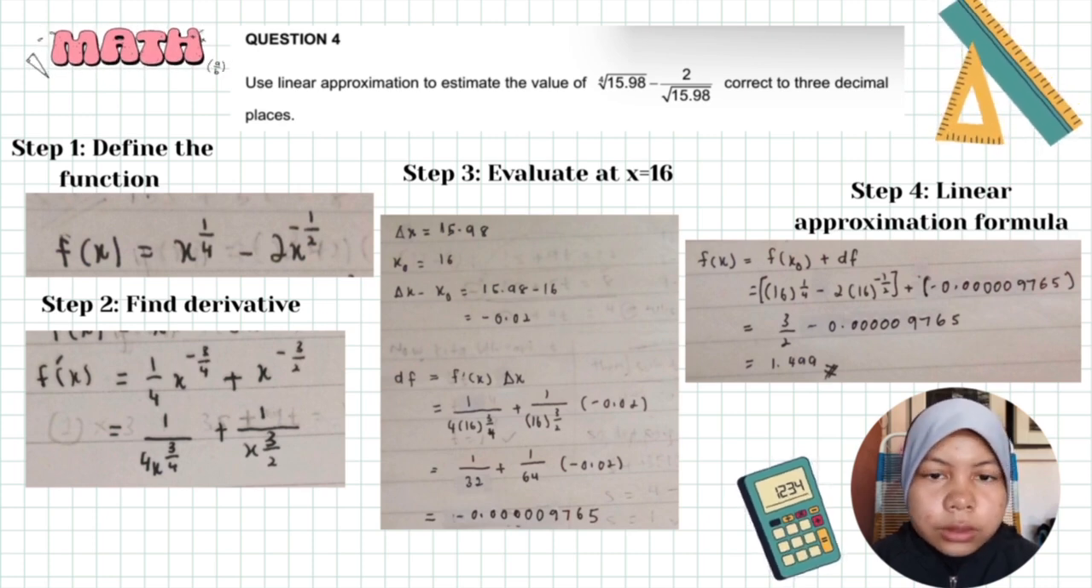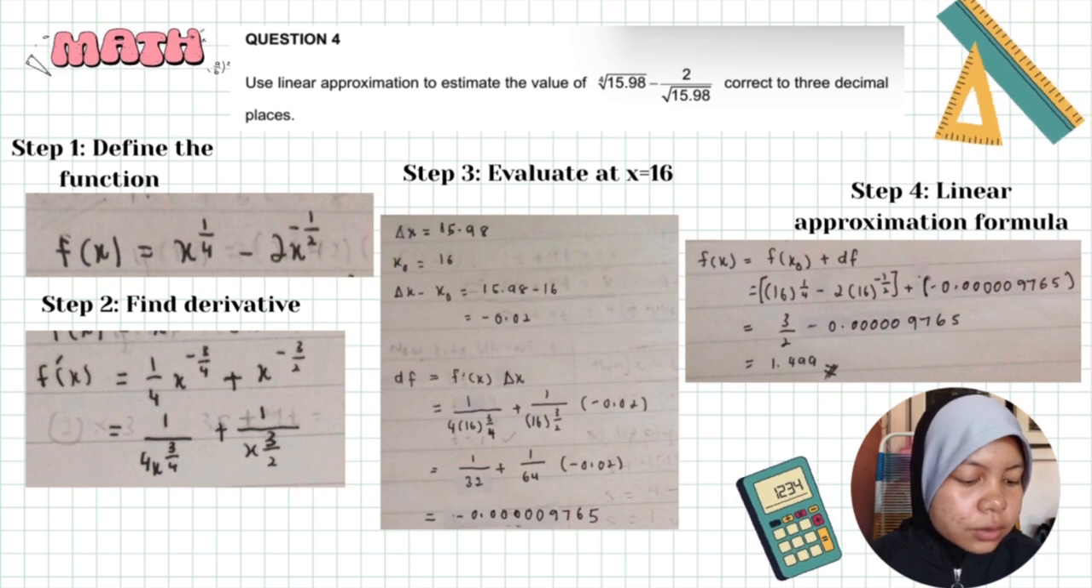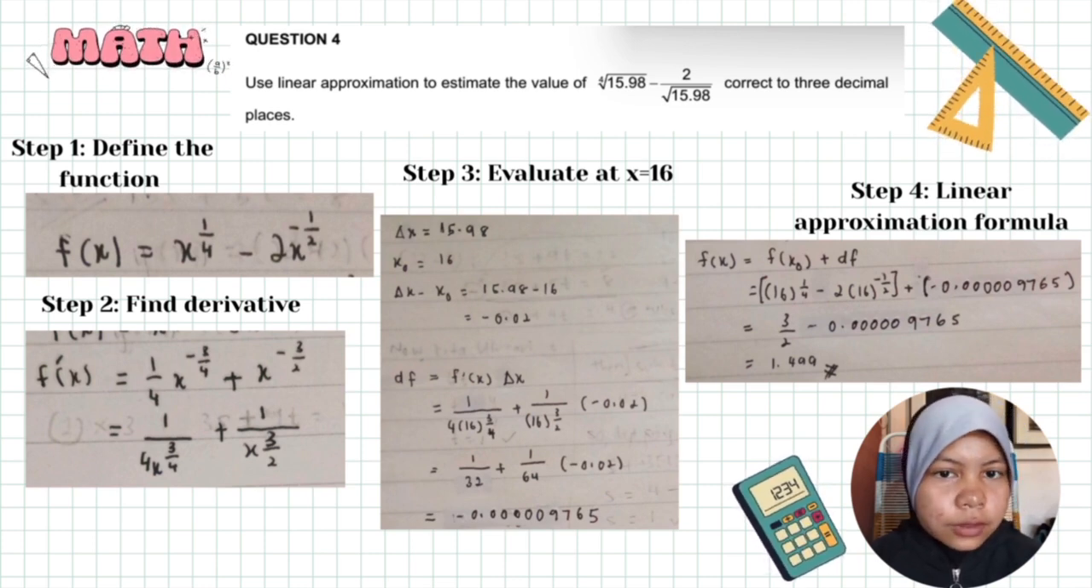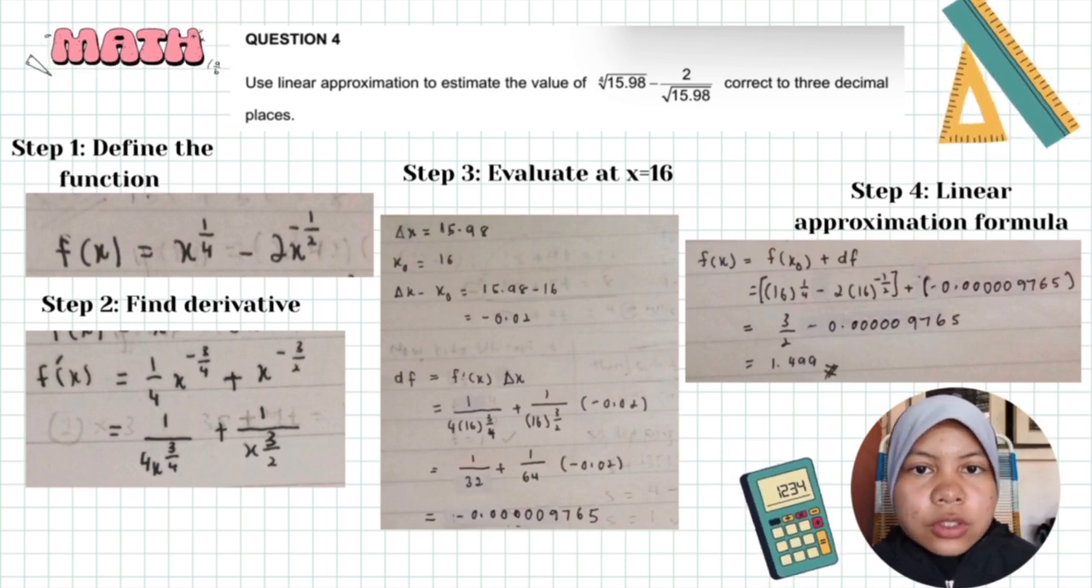So we solve it in the bracket first, which we got 3 over 2 minus 0.000009765. So the last answer we got is 1.499, which is in 3 decimal places like the question asked.